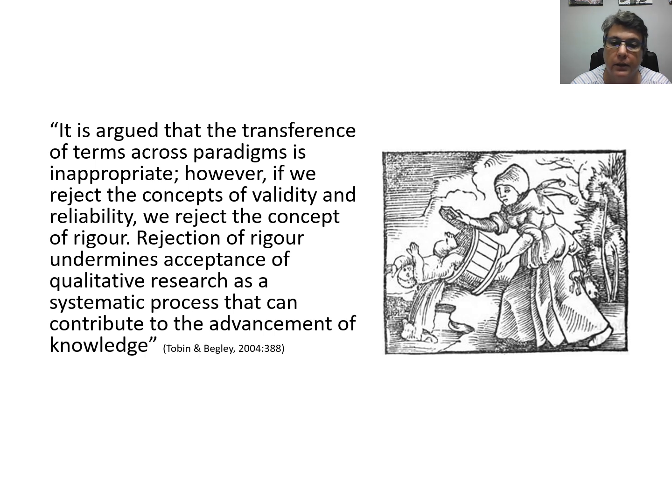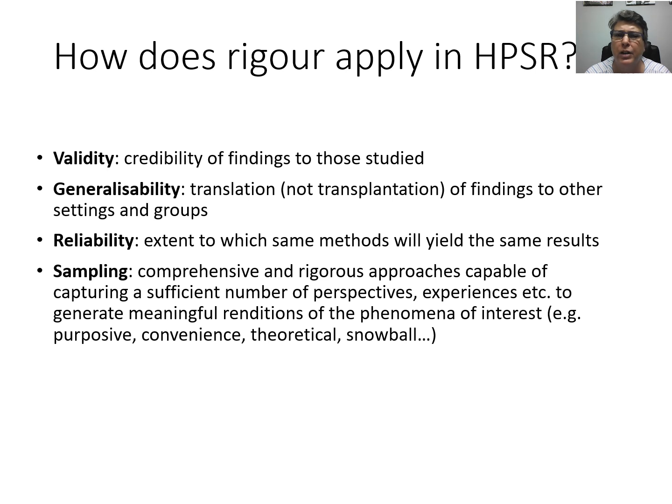Rejection of rigor undermines the acceptance of qualitative research overall as a systematic approach or process that can contribute to the advancement of knowledge. We therefore need to apply rigor in our qualitative approaches, but it does not come down to transference, but rather an adaptation of what is considered as rigor in this paradigm. So how does rigor apply in health policy and system research?